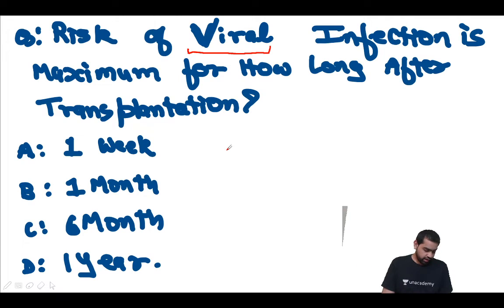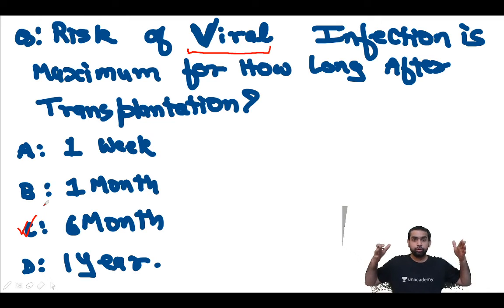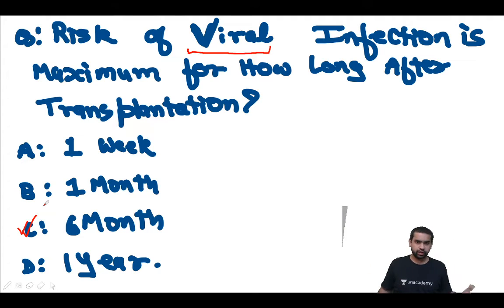Fair enough. So Nitika is saying it's C. Anybody else, guys? Well, Nitika, thank you for the answer. In fact, the answer is C, guys. Okay. So please understand. I'll just break things down for you. The maximum risk of infection is with the virus, but the maximum duration in which the infection can occur for bacterial is 1 month, and for viral infection it is 6 months. Okay. Please understand this.